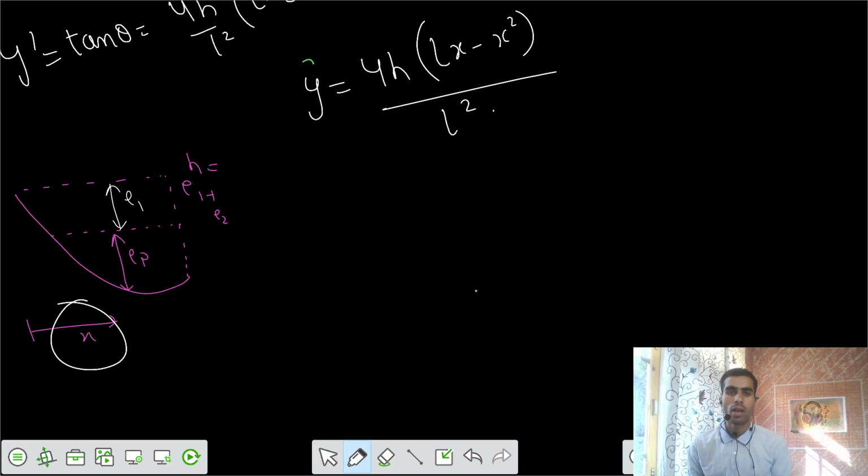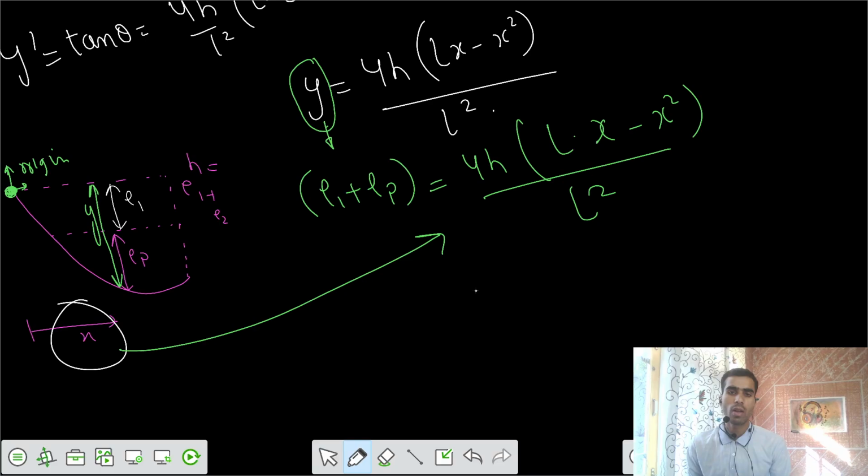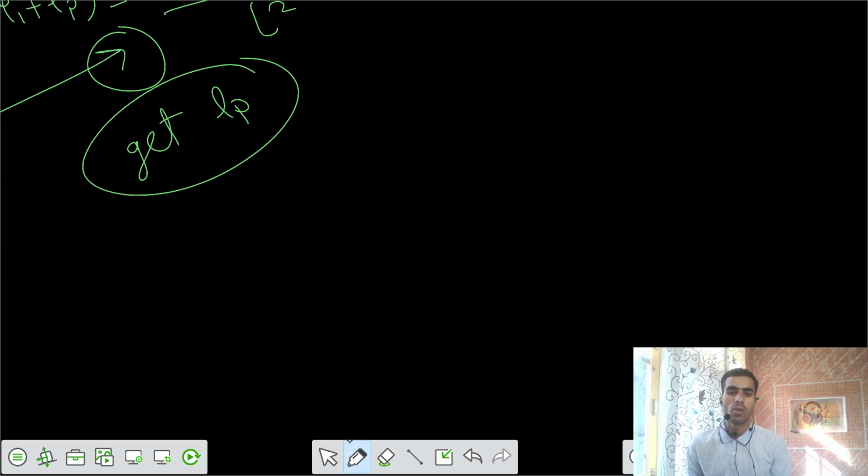So the value of y is this one, the value of y at that location of x, because your reference origin is here. Your value of y can be solved as E1 plus EP equals 4h times (L into x minus x square) divided by L square. So at that particular value of x, you can get the value of EP from these calculations. So get the EP value, and accordingly we can use the stress method.